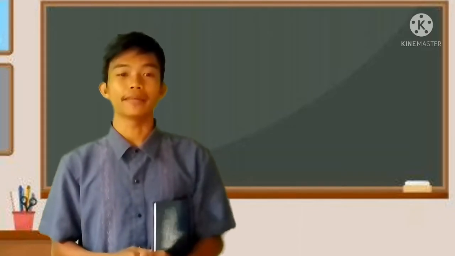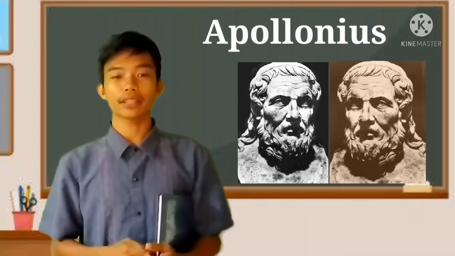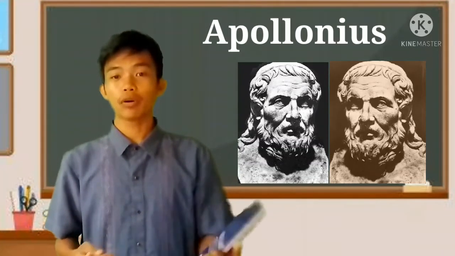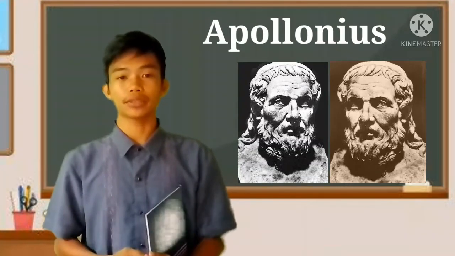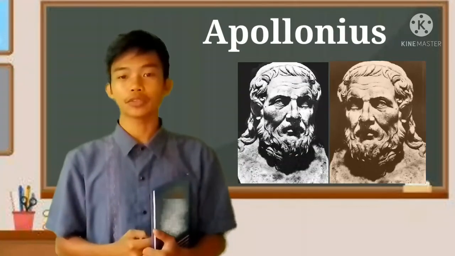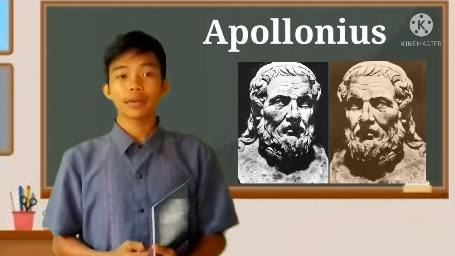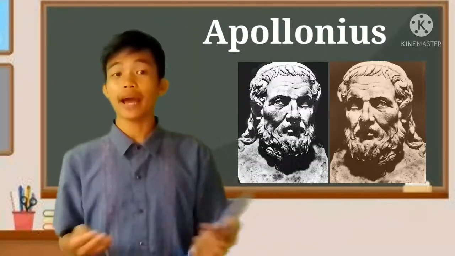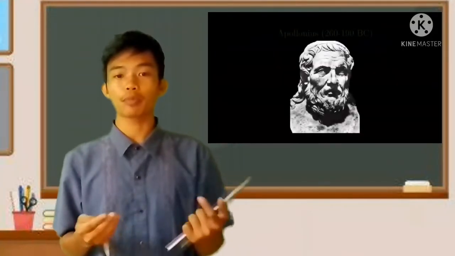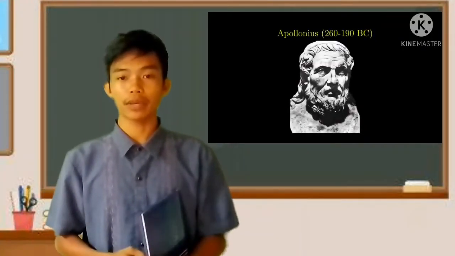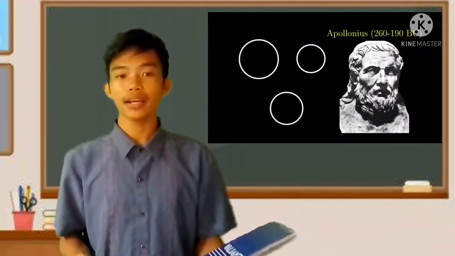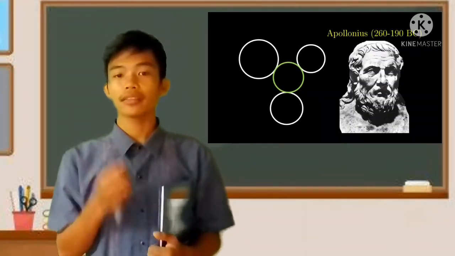Very well said. Apollonius was a Greek mathematician known as the Great Geometer. His works had a very great influence on the development of mathematics, and his famous book, Conics, introduced the terms parabola, ellipse, and hyperbola. More than 2,000 years ago, Apollonius proposed this famous problem: given three circles, how can we construct another circle that is tangent to all three of them?